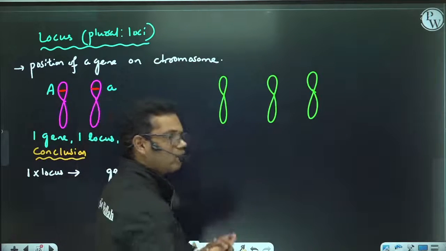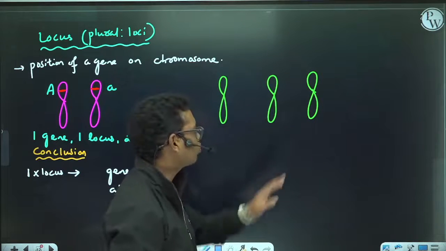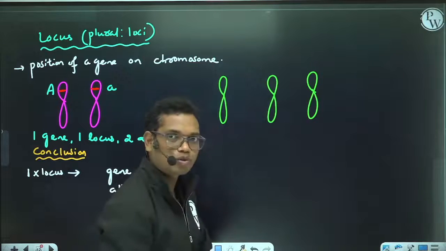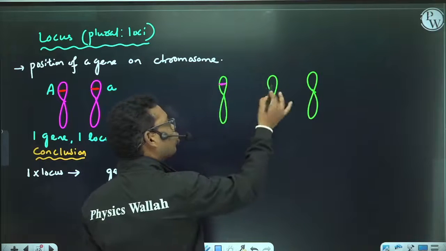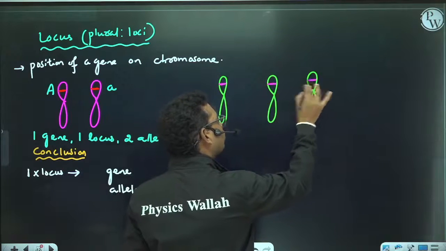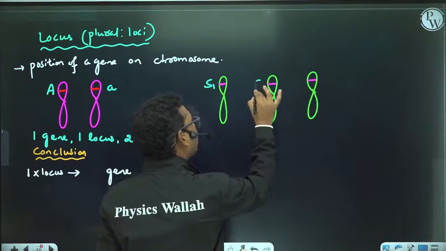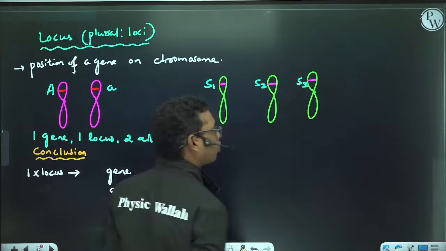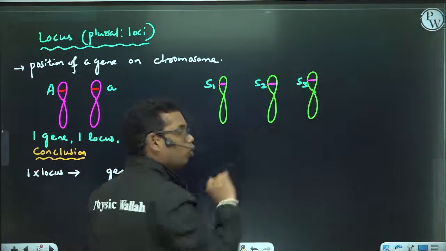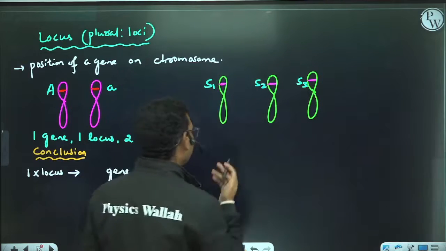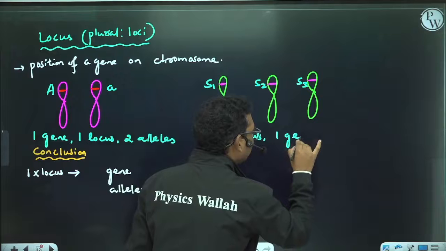Suppose these are homologous chromosomes. Suppose this is chromosome 5, this is chromosome 5, this is chromosome 5. So these are homologous chromosomes. Let me take some locus here. This is one locus, and the same locus I am taking here also, and these are the same locus. Suppose here I have taken allele S1, here allele S2, and here allele S3. So how many loci have I taken? One locus, because these three are representing the same locus. So I have taken one locus, and how many genes? One gene, but how many alleles?